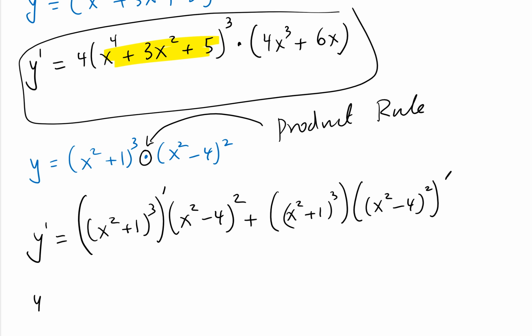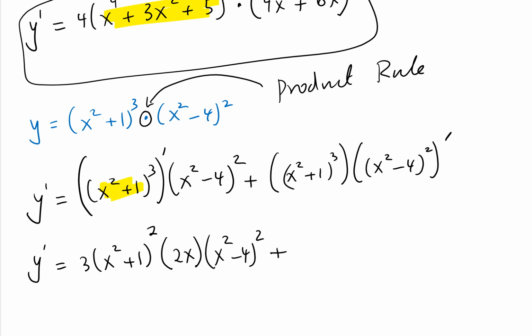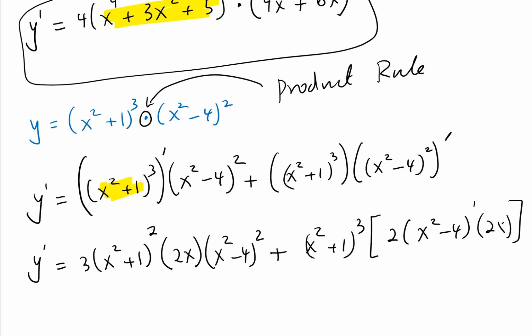Now, to find the derivative of the first one, that's where the chain rule kicks in. So you bring the 3 down, x squared plus 1 to the second power times the derivative of this, which is 2x, times this stays the same, plus this stays the same, times the derivative of this: 2 down, x squared minus 4 to the first power, times by the chain rule derivative 2x.